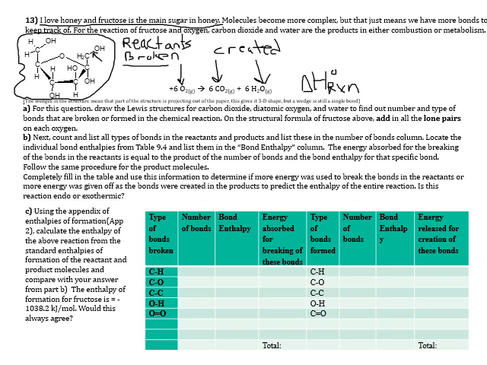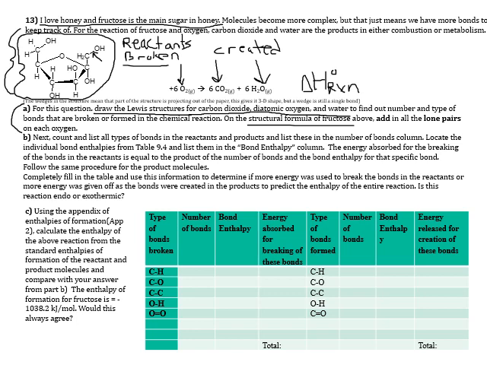So for this first part A, the goal is to first make sure the Lewis structures make sense to you and draw the Lewis structures for carbon dioxide, diatomic oxygen, and water. Because in order to do a bond analysis, you have to have a Lewis structure that shows you all the bonds that are present. This will help you find the number and type of bonds that are broken or formed in that chemical reaction. And also, on the structural formula of fructose, which is what's given up here, add in all the lone pairs on each oxygen atom. So that's that part of the question.